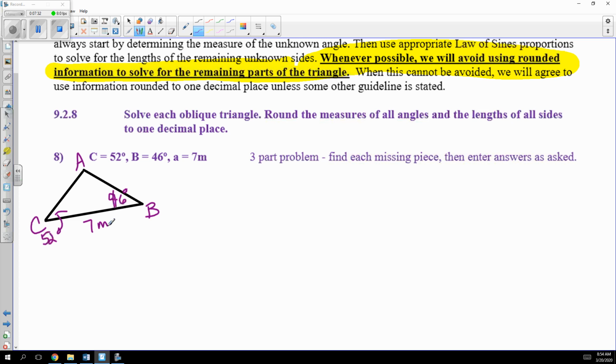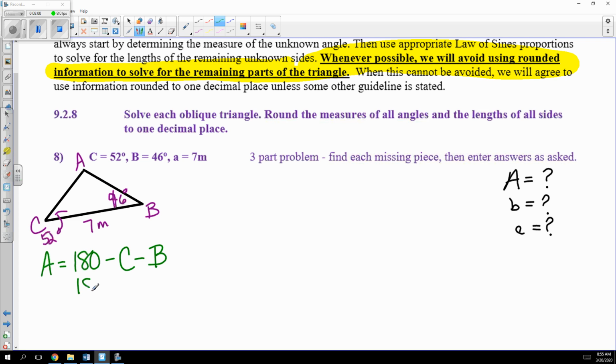But notice we're going to have to figure out, here are the things that are missing. We are going to have to figure out what is the measure of angle A, and we're also going to have to find side B, and we're going to have to find side C. So all of those things are missing. The easiest thing for us to find is the measure of angle A. Why is that? Because we already have 2 angles in the triangle known. So angle A is going to be equal to 180 minus angle C and minus angle B. So 180 minus 52 minus 46. If you want to add them first and then subtract, it doesn't matter to me. It's all okay. You can totally do that, but the measure of angle A is going to be 82 degrees when you solve for that.